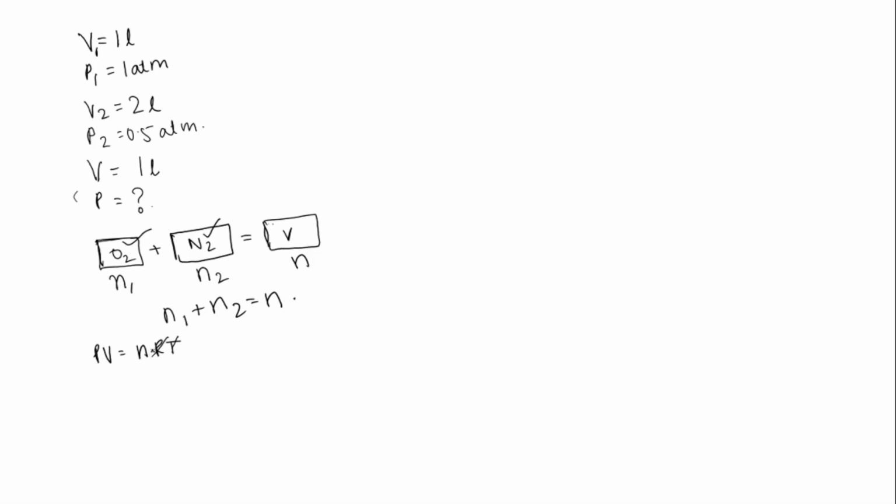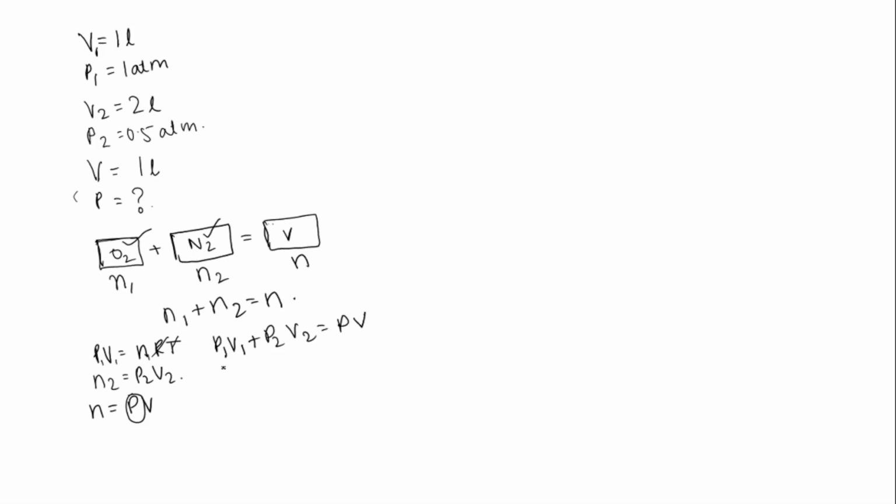So N1 will be P1 into V1. So N2 will also be P2 into V2. And here we'll take N as P into V. We need to find P. So N1, which is P1 into V1, plus N2, P2 into V2, equals N, which is P into V.